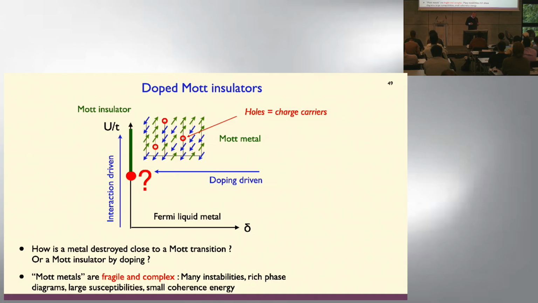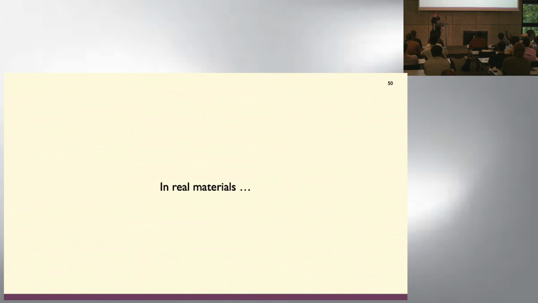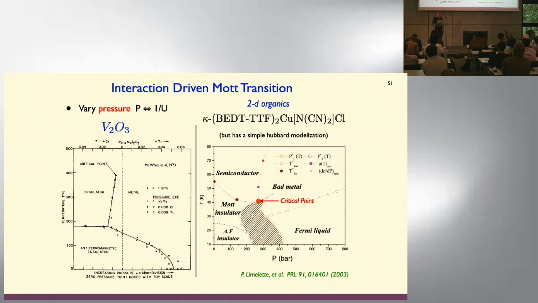A lot of things happen when you do that, because these metals close to Mott transitions are very fragile. They lead to a lot of instabilities. They have rich phase diagrams, sometimes small coherence energies. So they are very interesting. So I want to show two of them in materials. We can take some systems where we vary the pressure. We can't vary U in a system, of course, but we can vary the pressure, and the pressure will effectively change the parameters of the effective model that we use to describe it, meaning U and T. One of the systems is V2O3, which has, as a function of temperature and pressure, different regimes.